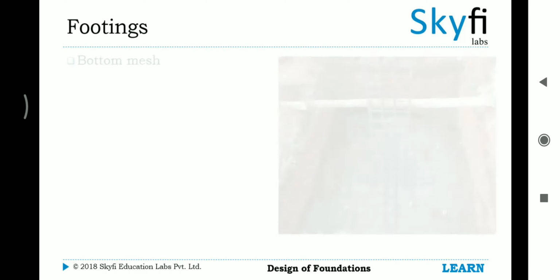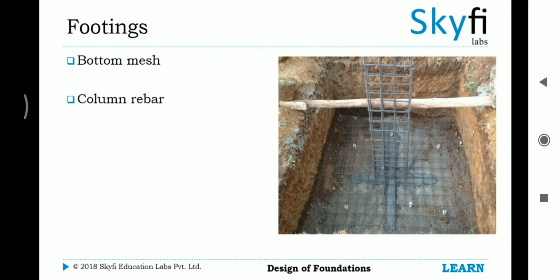The footing rebar mesh is placed at the bottom, and then, the column rebar cage is fixed. Once the reinforcement is placed, the concrete will be poured down, with formworks installed to hold them.